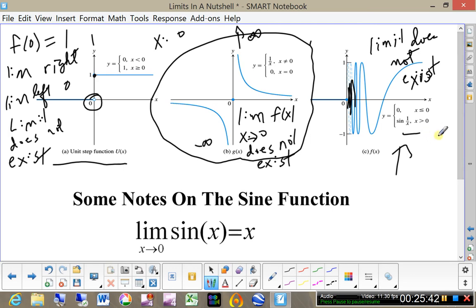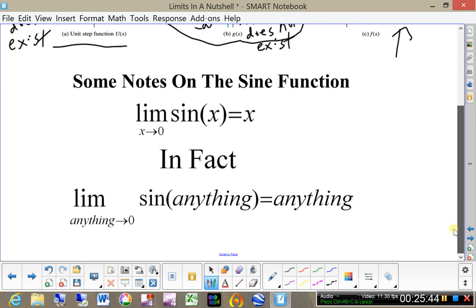Now, I'm going to tell you a little bit about the sine function.